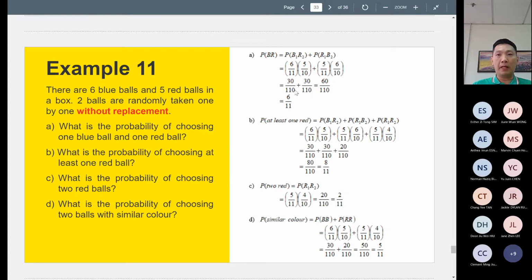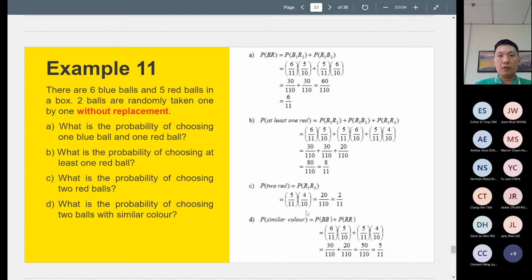So are you okay with part A so far? Then I'll move on to part C first. Part C asks: what is the probability of choosing 2 red balls? Because both balls have the same color, the sequence is no longer important. There is only one possible outcome: the first ball is red and the second ball is red. That's all. We should count it only one time, otherwise it will overlap. So only one possible outcome if the 2 balls have the same color.